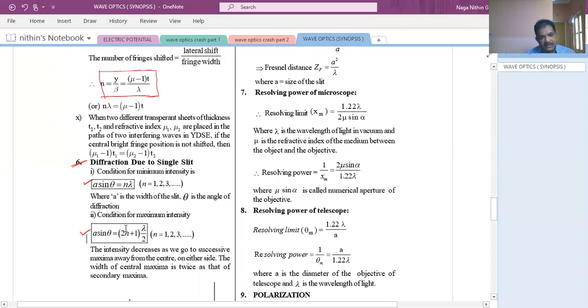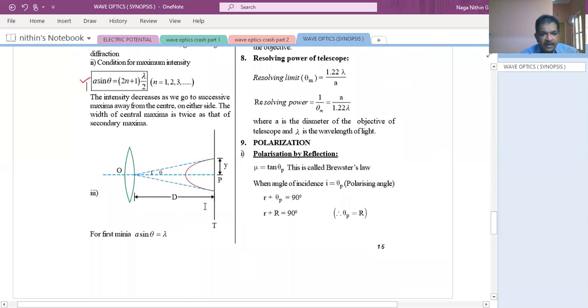For interference, the condition for minimum intensity, what is the path difference? It is (2n minus 1) into lambda by 2, and (2n plus 1) into lambda by 2 is for maximum intensity in diffraction. For interference, the maximum intensity condition is n lambda. For diffraction, the condition for minimum intensity is n lambda, and for maximum intensity it is (2n plus 1) into lambda by 2.